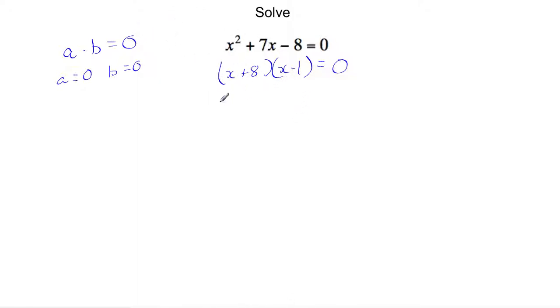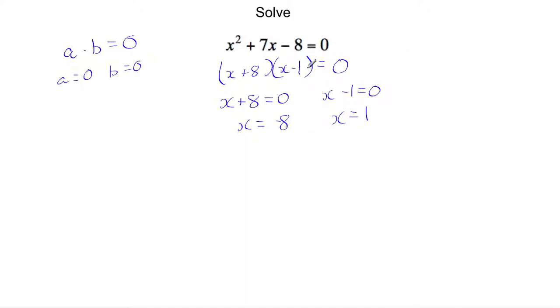This is called the zero product property. So here what I do is I take these two factors, x plus 8 and x minus 1, and I set them both equal to 0. So I get x is equal to negative 8, and x is equal to positive 1. So I have two answers here.